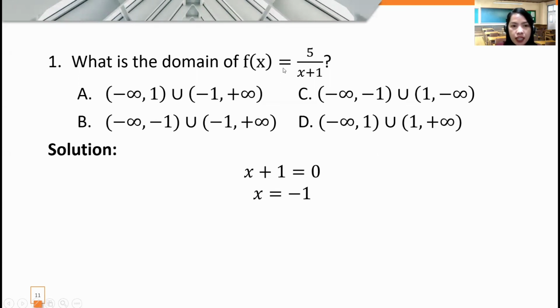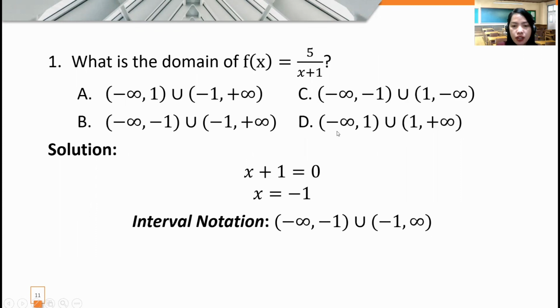Para mas madali, since ang nasa options ay interval notation lang naman, we're going to just write the domain using interval notation. That will always start from negative infinity, negative 1, and then the union symbol, then negative 1 to positive infinity. The correct answer is letter B.